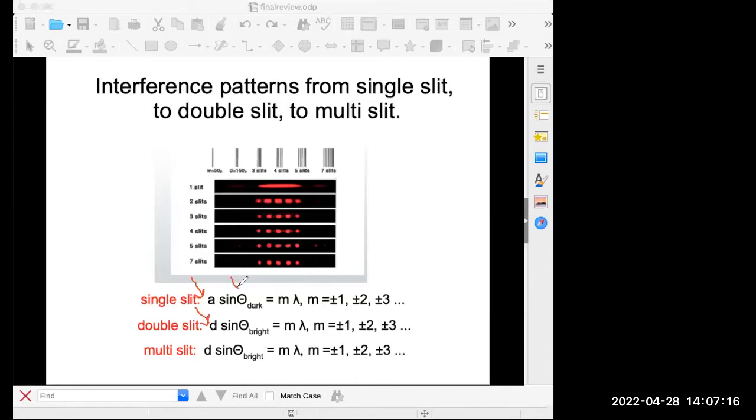A second difference is that in the single slit, this angle here is the location of the dark fringes. In the double slit and multi-slit, this angle here is the location of the bright fringes. So that's an important difference. Again, you get bright and dark fringes when there are whole numbers or half integral numbers of wavelength differences between the paths taken by the light going through the different slits. And so that's how these patterns emerge.